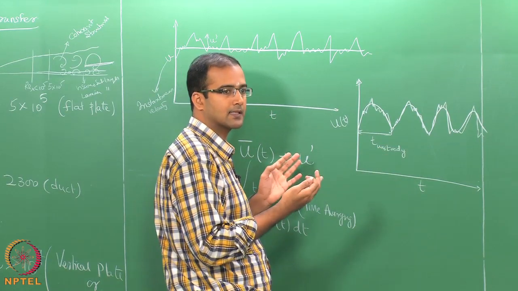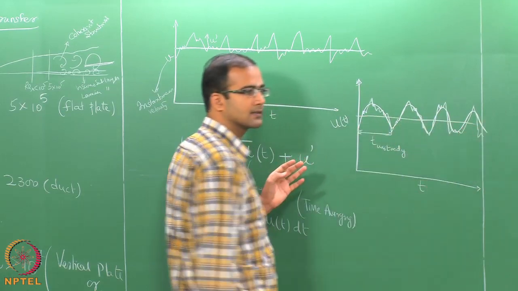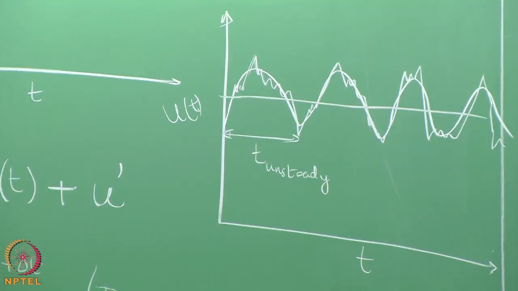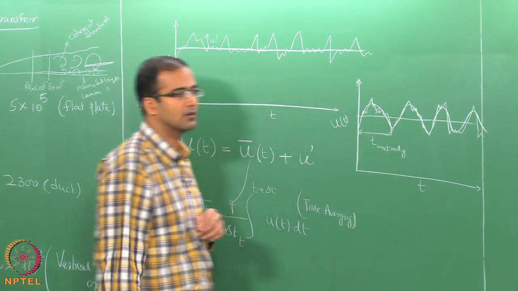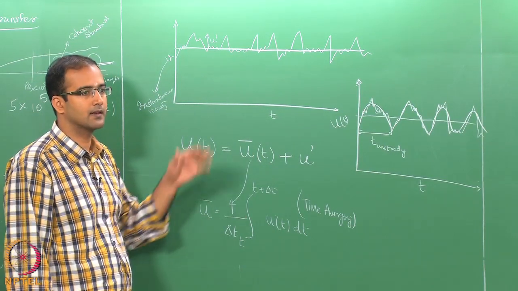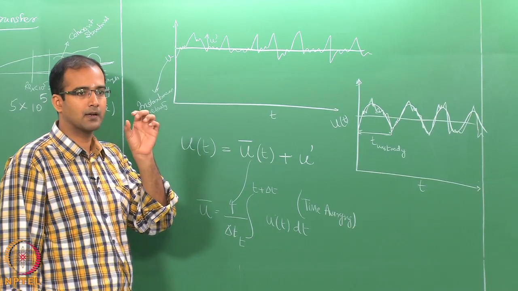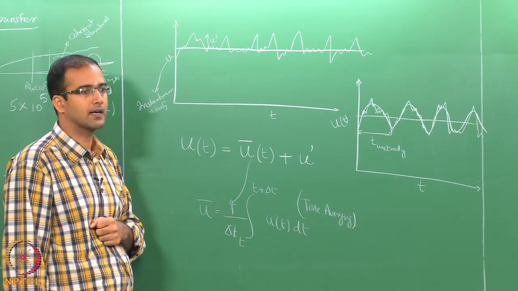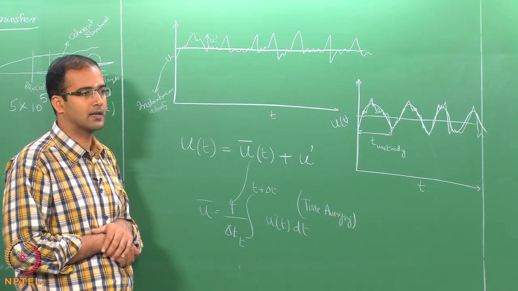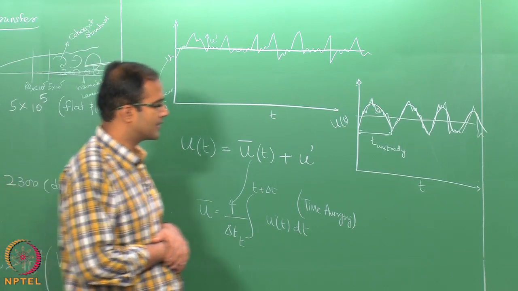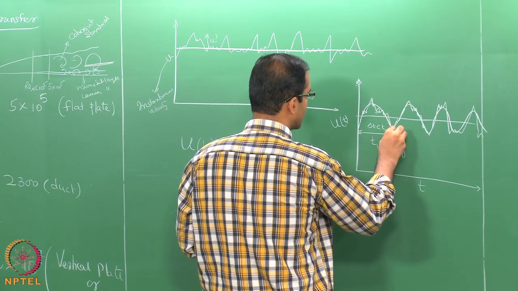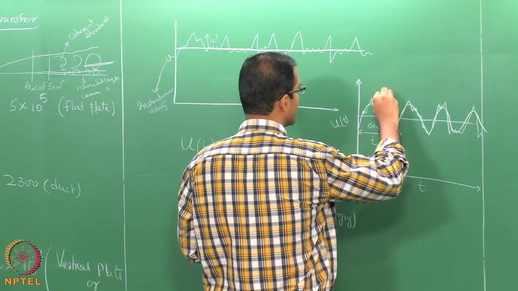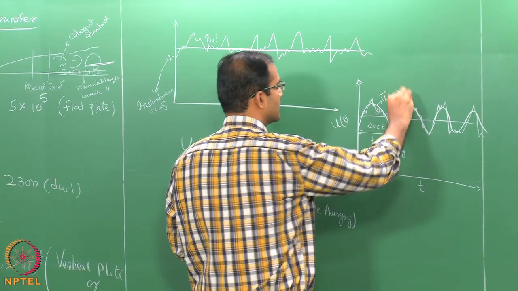If you apply a delta t larger than this time scale, you will only get something like this, right. So it has to be smaller than the waviness time scale, but it should be larger than the fluctuating time scale, okay. So these are the time scales of fluctuation which you want to smooth out. So in order to smoothen the fluctuations, you need to apply a filter which is larger than the fluctuating time scale but smaller than the time scale of the unsteadiness, okay. So if you select that delta t appropriately, then you should be able to reconstruct u mean, which is actually a function of time.